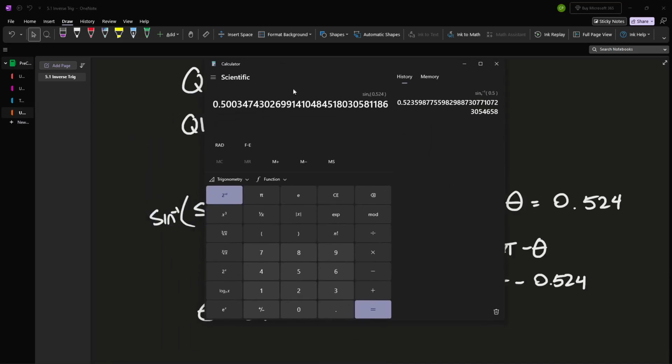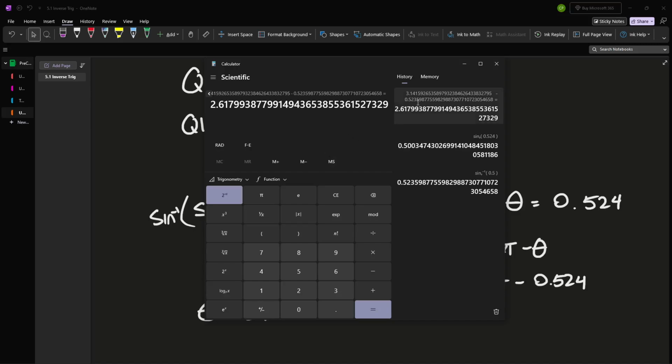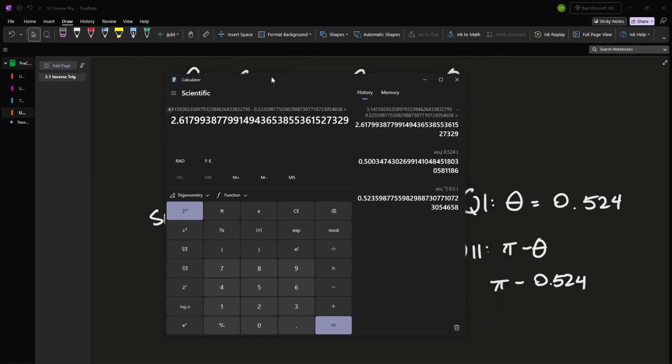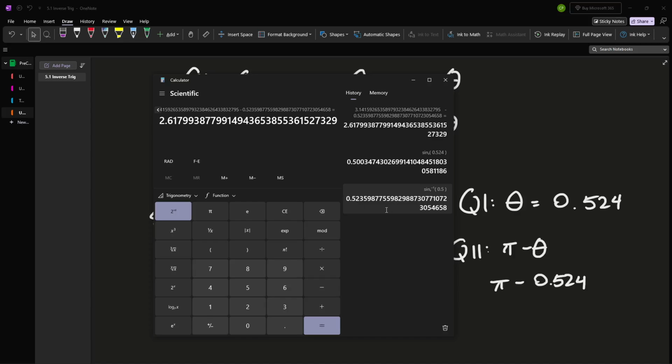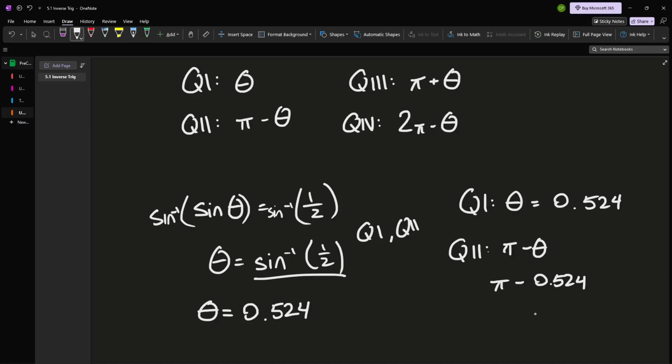That would give me, where is pi? Pi minus this value. How do I use it? 2.618. I prefer not rounding until the very end, so I use the whole value. That is not necessary, but I think it is good practice for later. So pi minus 0.524 would give me 2.618.